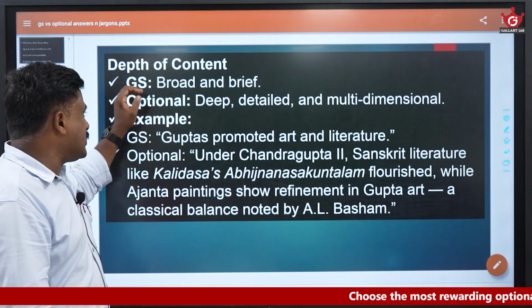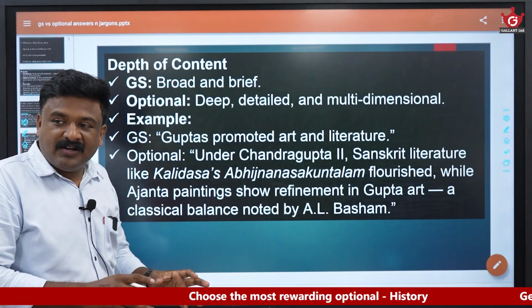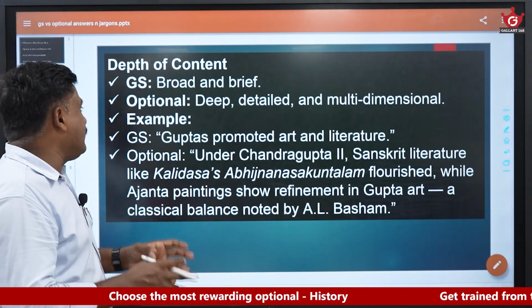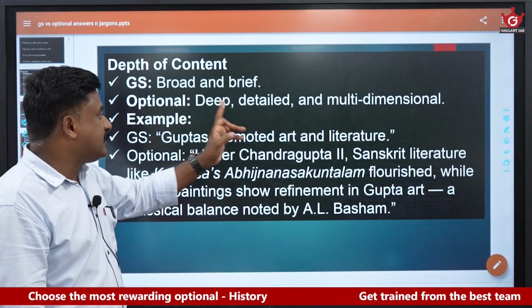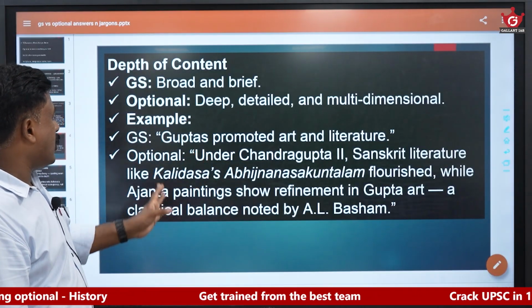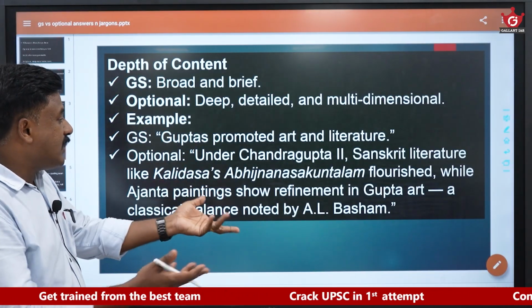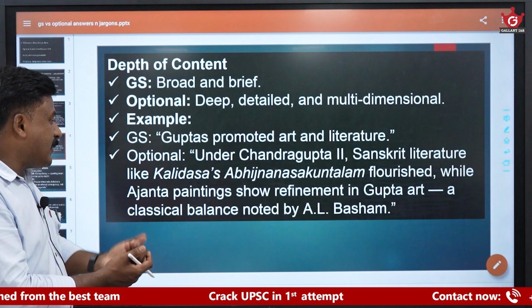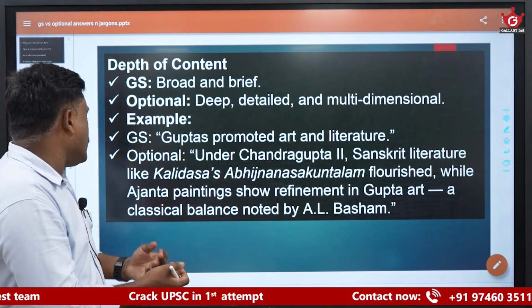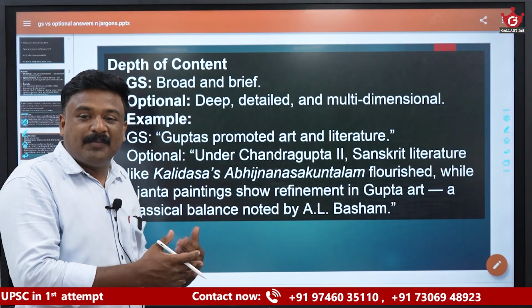Depth of content: GS demands a broad and brief answer. Optional demands a deep, detailed, multi-dimensional answer. For example, GS: Guptas promoted art and literature. Optional: under Chandragupta II, Sanskrit literature like Kalidasa's Abhijnana Shakuntalam flourished, while Ajanta painting shows refinement in Gupta art, a classical balance noted by A. L. Basham. See, both are talking about Gupta art.